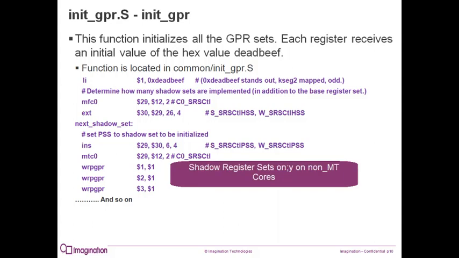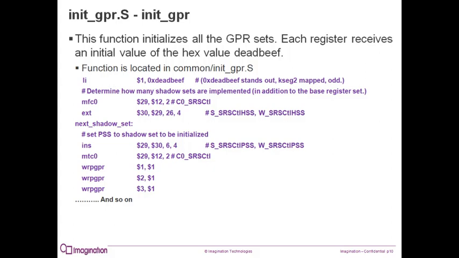Shadow register sets will only exist for non-multi-threaded processors. Multi-threaded processors, such as the 34K, 1004K, and Interactive, do not have shadow register sets. Instead, they can designate the register set of a TC to be used as a shadow set. Each TC will go through this code and initialize its own registers later.